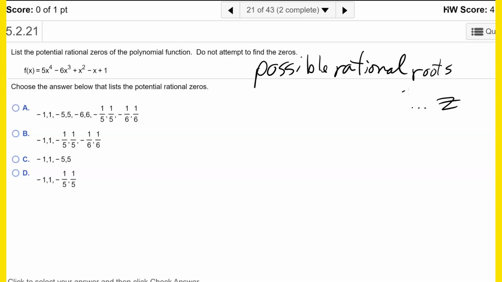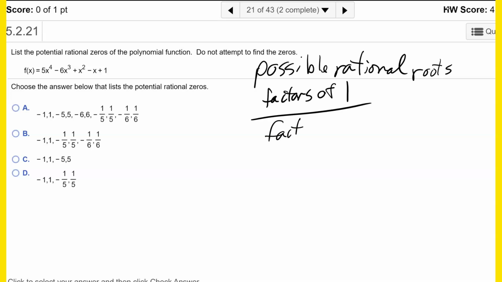Okay, so the possible rational roots of this polynomial will be the factors of 1 over the factors of 5. So what are the factors of 1? The factors of 1 are just 1 and -1. That's it. The factors of 5, what are they? They are 1 and 5.